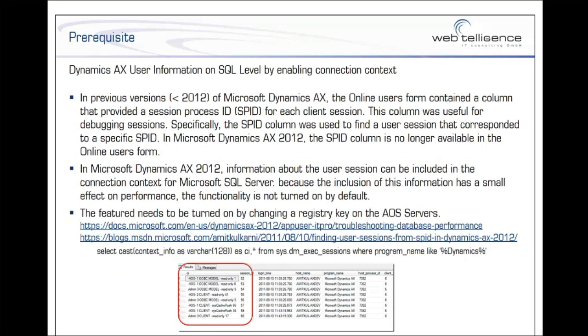We have one prerequisite: what we need in your AX environment to get deeper insight. It's called the connection context. Here are some links you can go to. It's doing just one thing: it's enabling on an application server the possibility that the SQL Server knows which user was running or starting a query on the SQL Server. So this is just a setting in the registry. You enable this, and then we can leverage this information in the monitoring tool.